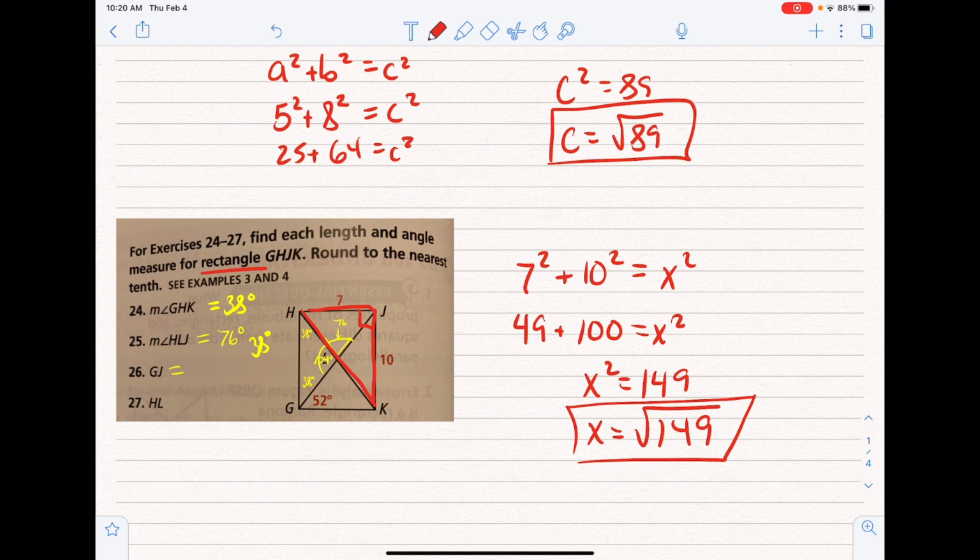Okay, and there you have it. So GJ is equal to the square root of 149. HL is going to be half that, equal to the square root of 149 divided by 2.